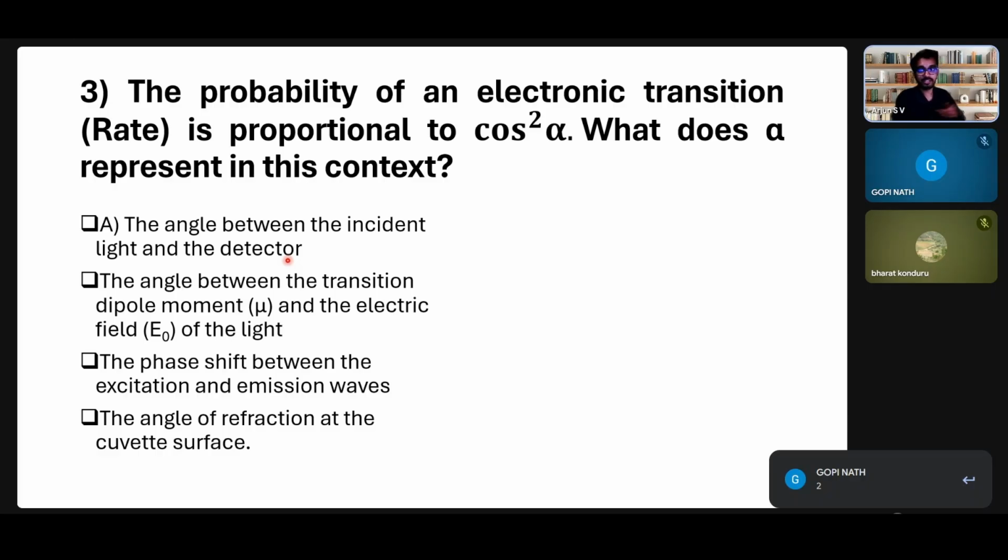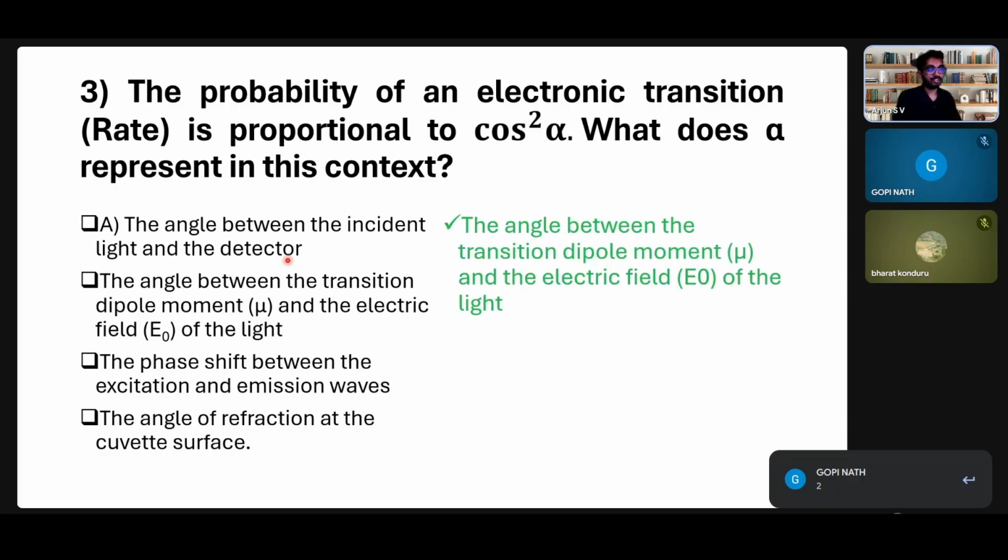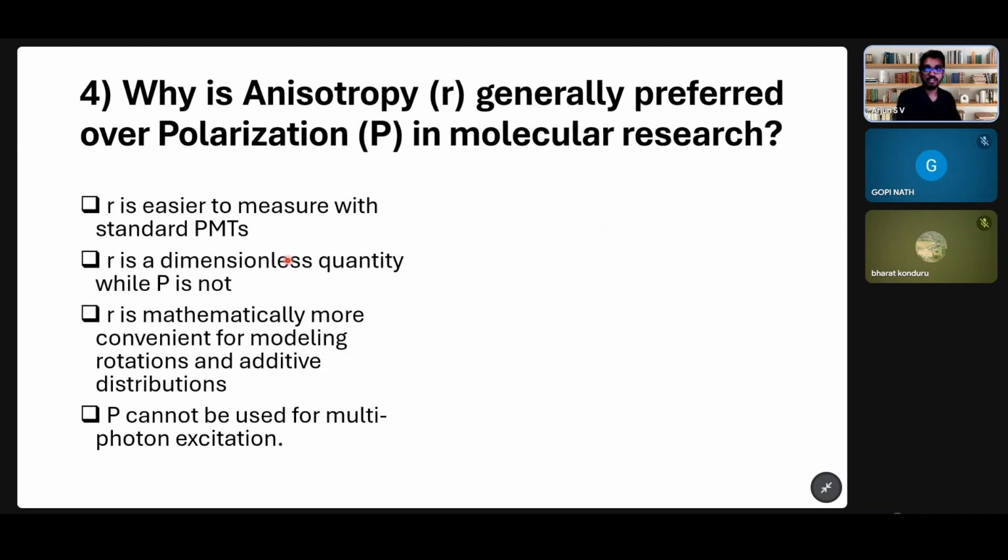Two. Yeah, it's correct. So the correct answer is the angle between the transition dipole moment and the electric field E naught of the light. Yeah. So I am hoping that the concept is pretty clear. So I'll go to the next question.